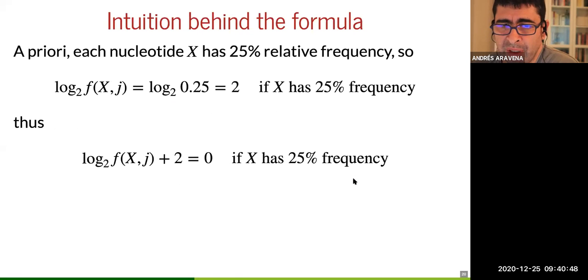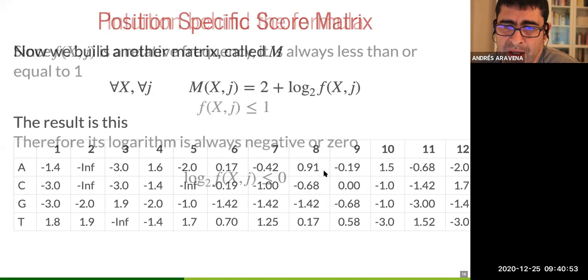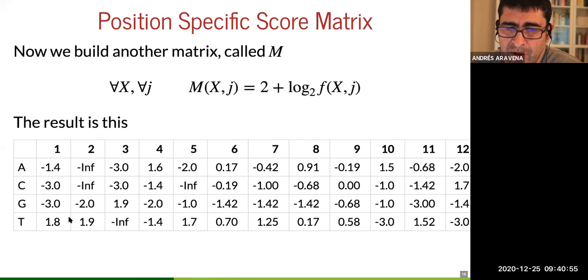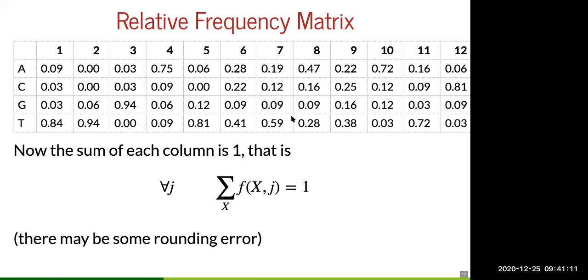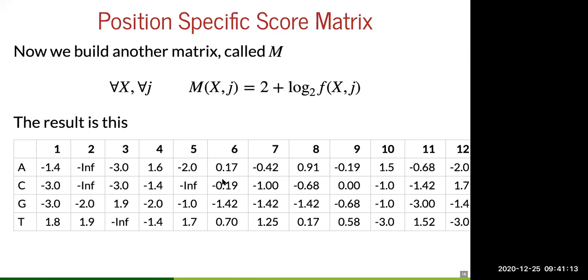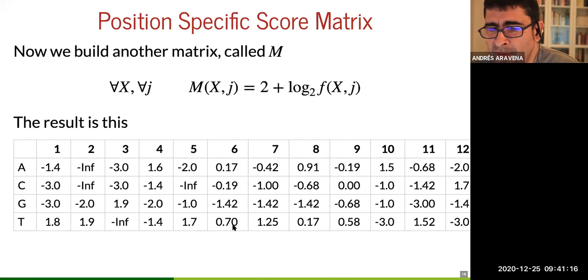I clicked too much. What happened here? One second. I want to show you, okay, here. This is a formula. And so again, if the frequency is more than 25%, we can see here, this is more than 25%, this is also more than 25%. So always, when they are more than 25%, you will get a positive number. And if they are less than 25%, you get a negative number.